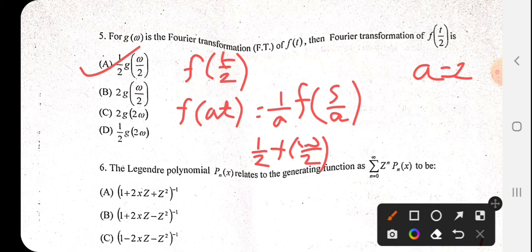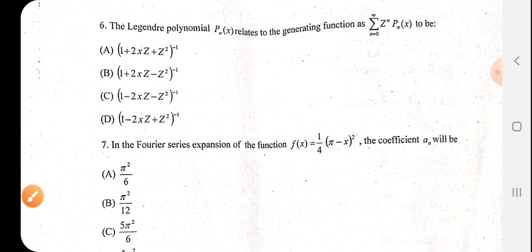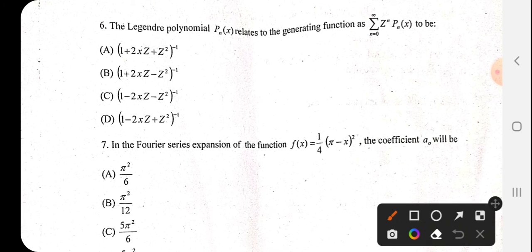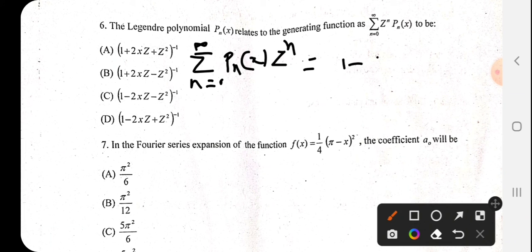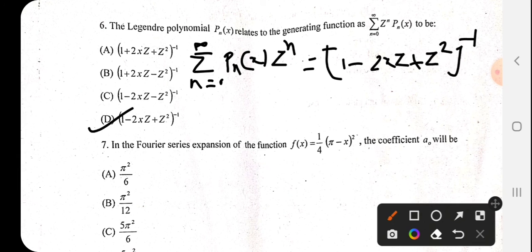Okay, now come to question number 6. Question number 6 is also a completely direct question: the Legendre polynomial P n of x related to the generating function. The generating function is already given, and we have to find the corresponding Legendre polynomial. We already know the generating function: summation of n equals to 0 to infinity P n of x z to the power n equals to 1 minus 2xz plus z square to the power minus 1. So according to this, the answer will be option number D, that is 1 minus 2xz plus z square to the power minus 1.